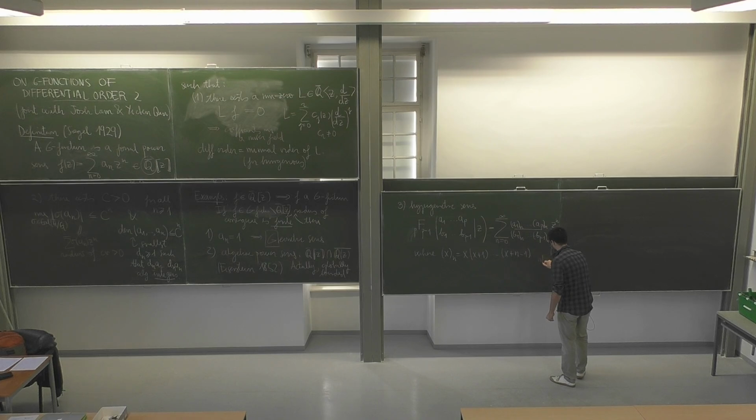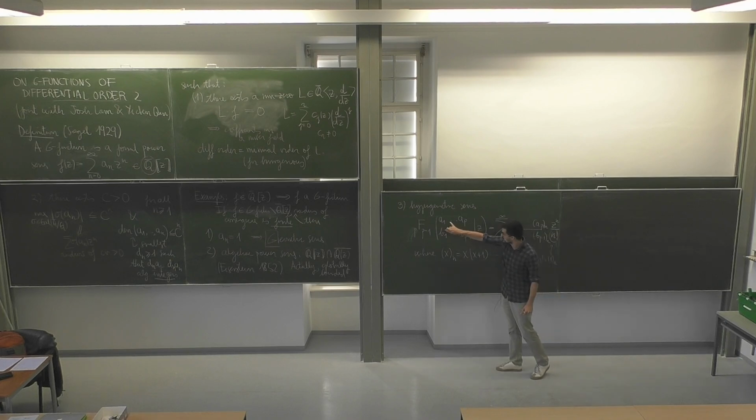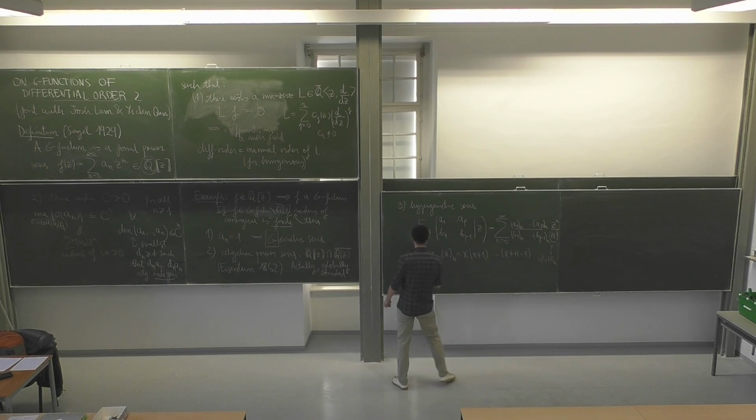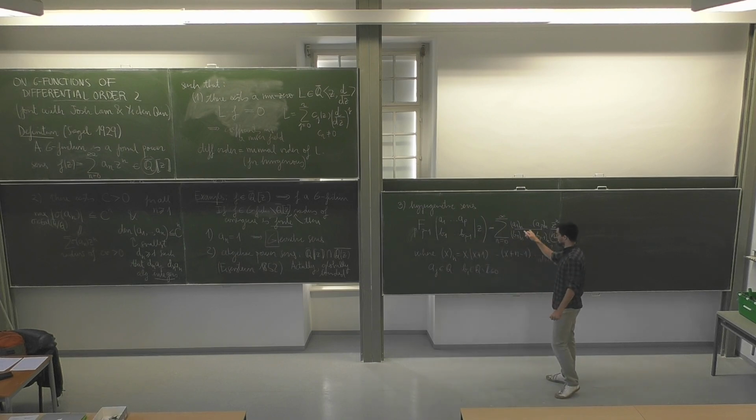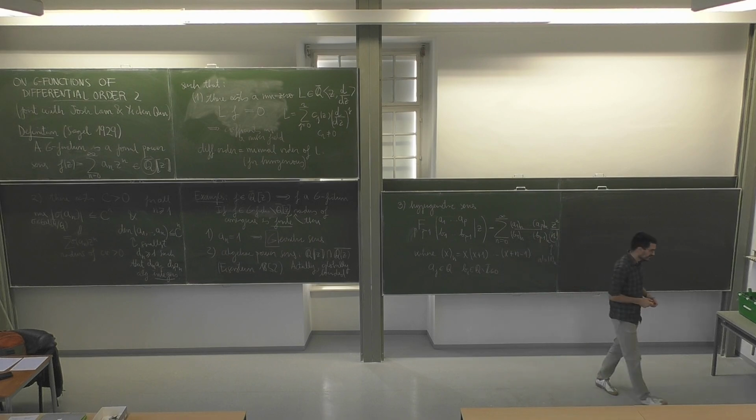And if you think in these terms, there are actually as many a's as b's. The condition is that the a's are rational numbers, and the b's are rational numbers which are not negative integers. Otherwise, you will be dividing by 0. So this is the classical formula for the hypergeometric series.